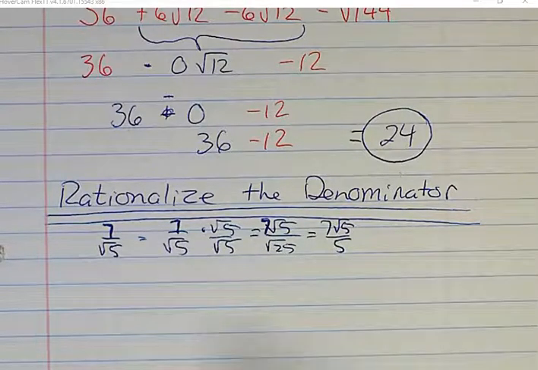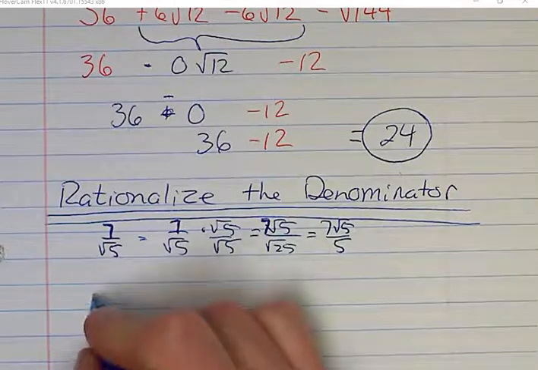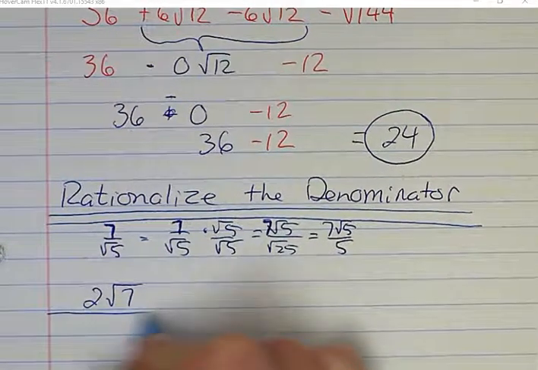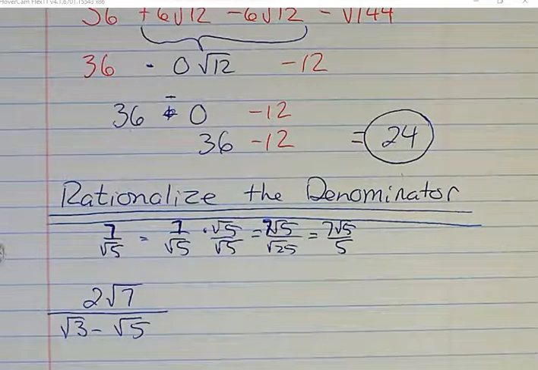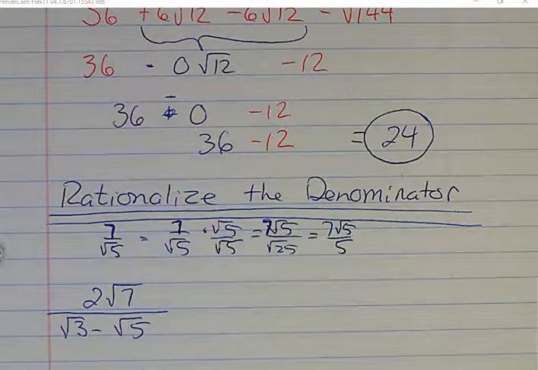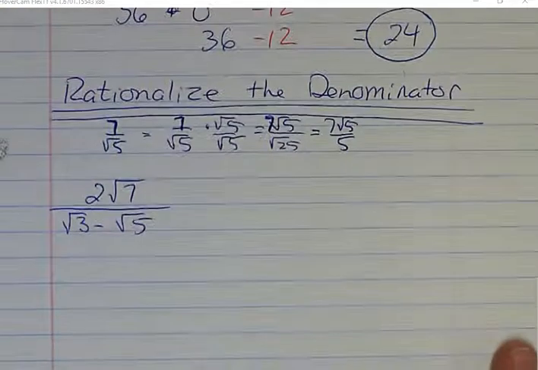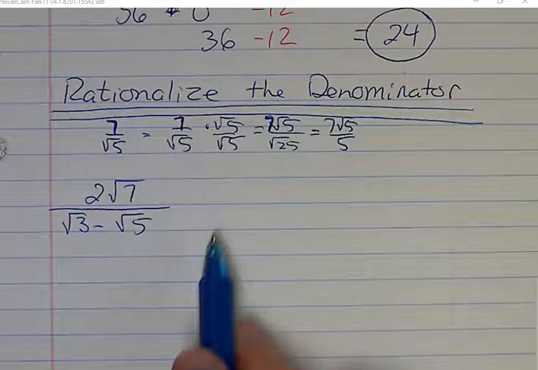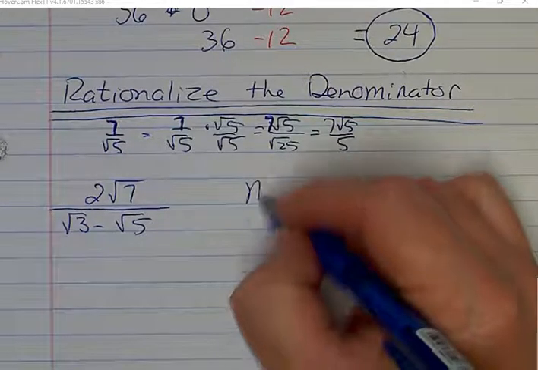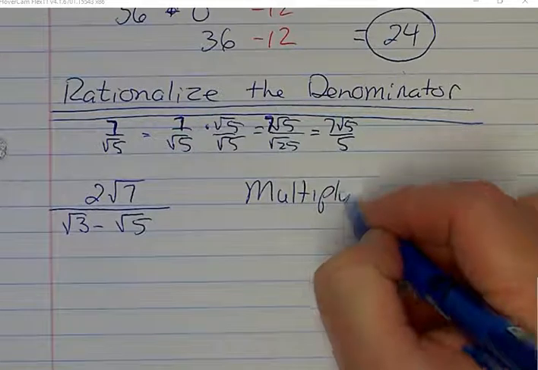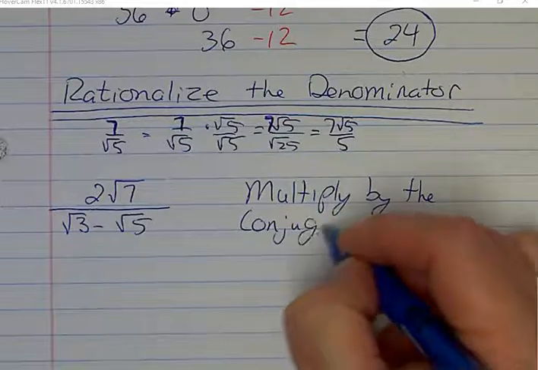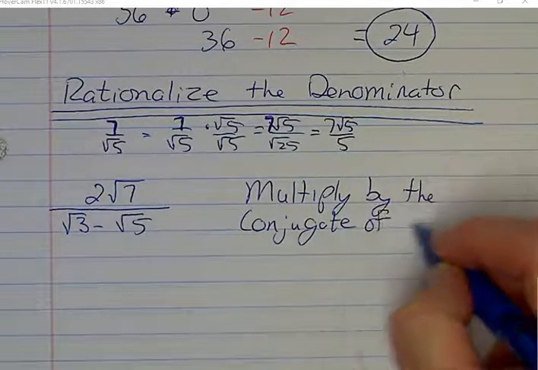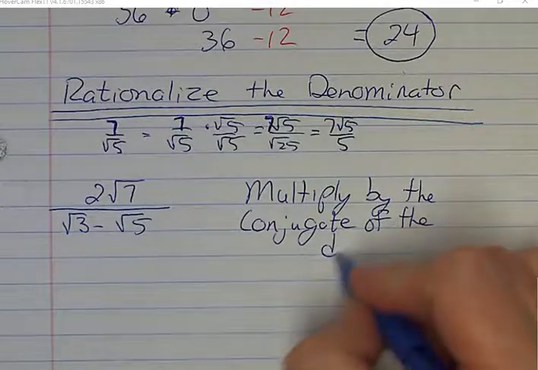Okay, for what we're going to do today, it's going to look different because it's going to have a 2-term denominator. So we're going to do something like this, where we're going to do 2 square root of 7 over square root of 3 minus the square root of 5. And we're going to do this one just like we did up here: you're going to multiply by the conjugate of the denominator.